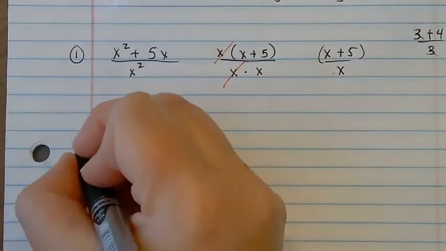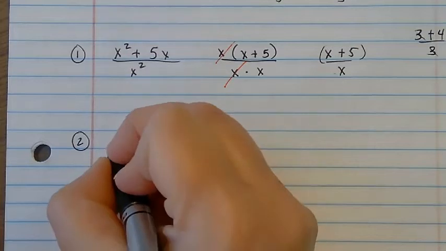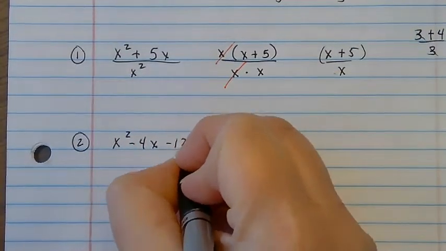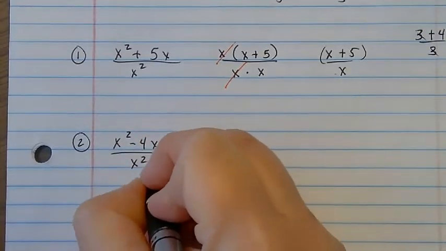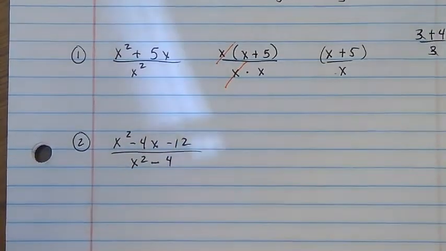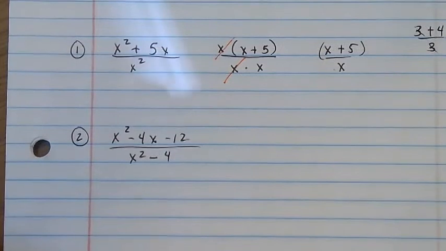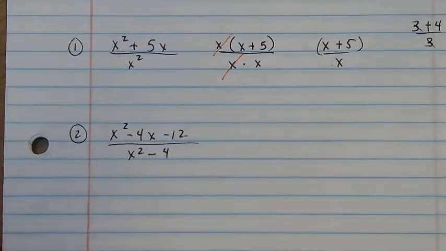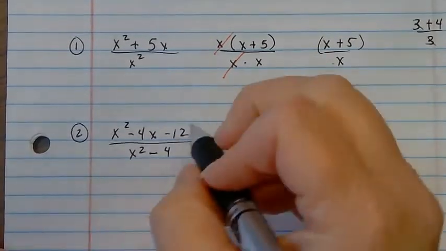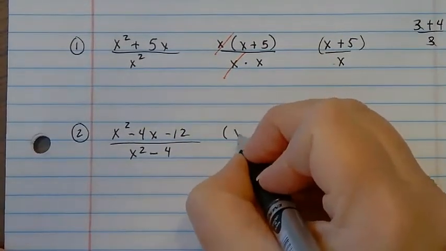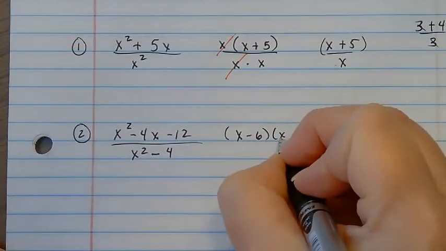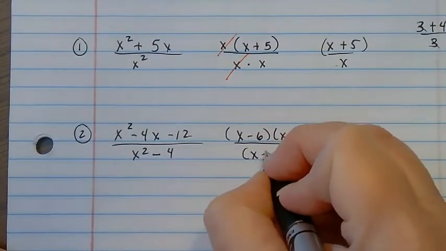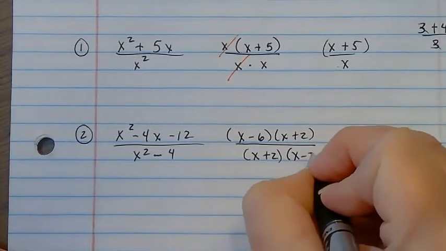All right, here's the second one. X squared minus 4x minus 12 over x squared minus 4. So we want to try to see if this will reduce. So the first thing I want to do is look at the numerator and the denominator and see if I can find its factors. This one factors to x minus 6 times x plus 2. The factors of the denominator are x plus 2 and x minus 2.